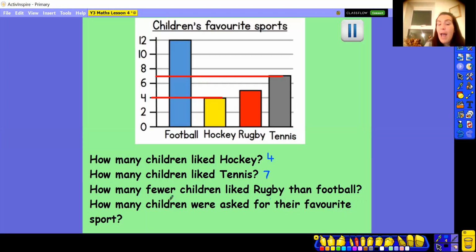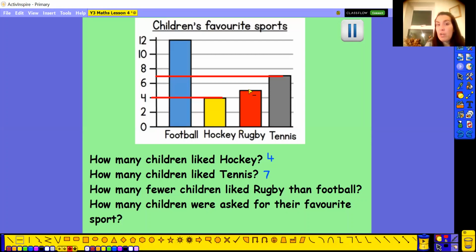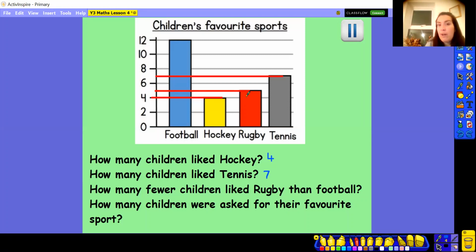The next one, how many fewer, remember fewer means less, how many fewer children liked rugby than football? So again, I'm going to find rugby. I'm going to trace my finger across. And it's in between the 4 and the 6. Well, what number is it going to be on if it's halfway between 4 and 6? It's going to be 5. So I'll jot a little 5 in here to remind me while I'm working out my other one.